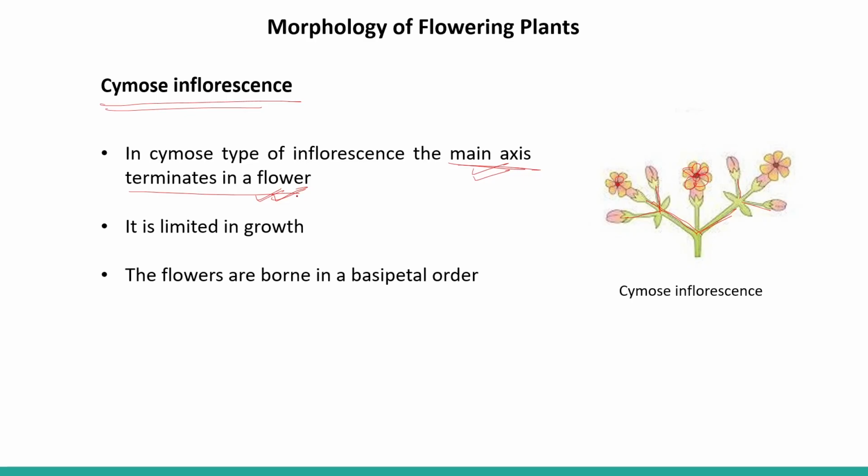This is a major difference between racemose and cymose inflorescence. So it is limited in growth. It is not growing continuously. It is limited in growth. The flowers are born in basipetal order. So here you can see the mature flower is at the tip and the new ones are below. So this is the basipetal fashion, just the opposite of the racemose inflorescence.